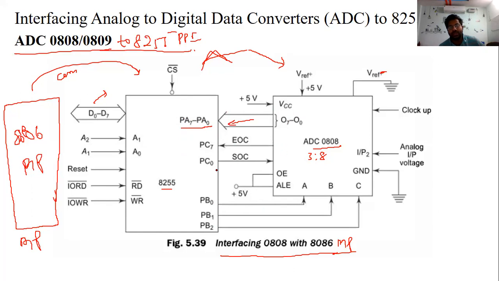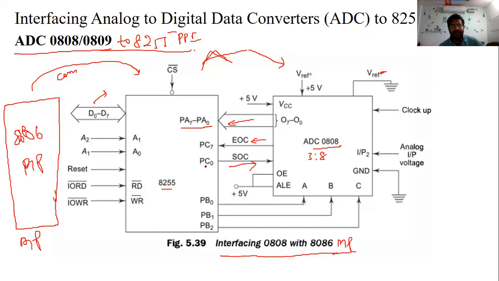Then you can know what the SOC is. Who initiates the SOC? The 8255 initiates the SOC, that's why the arrow is like this. Who gives the EOC? The ADC gives the EOC signal to the 8255. Then we have the reference, plus 5 volts, ground and analog input, and these are the output lines. Very easy to remember.